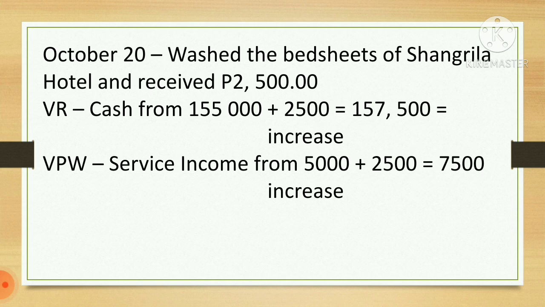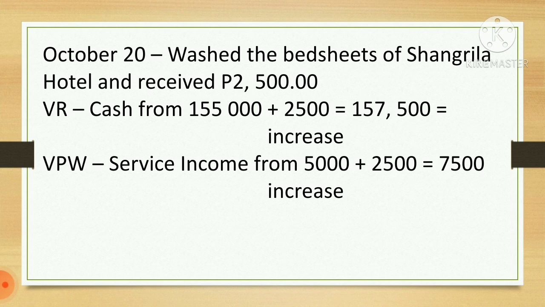So what's the value received? After washing the bed sheets, the company received 2,500. So the company received cash. So going back to the balance of 155,000 plus 2,500, it becomes 157,500. So what happened to the cash? Did it increase or decrease? Obviously, it increased.